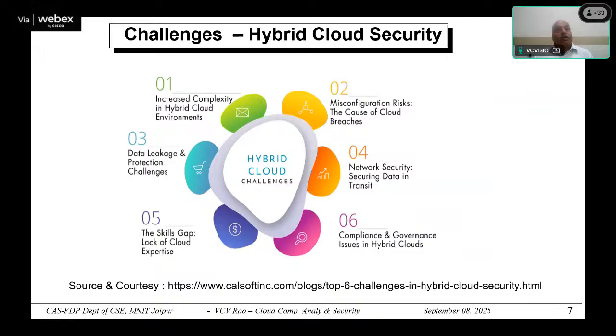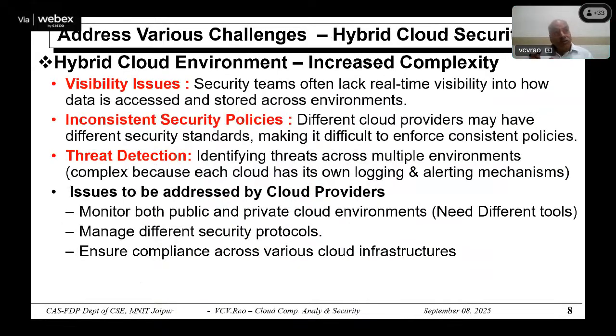Let's see each one. First, increased complexity in hybrid. That means as a cloud service provider, you should know how the data is accessed and how it is stored across environments. Real-time visibility is required. That means the cloud security teams should write more scripts to understand access and storage mechanisms. Once you write the scripts, we should have a web portal to display the results, then only we can see. Security policies may vary from one cloud provider to another, because you may require GPUs, CPUs, more memory, more storage, and this many hours of running jobs on the cloud. All these policies have to be in place.